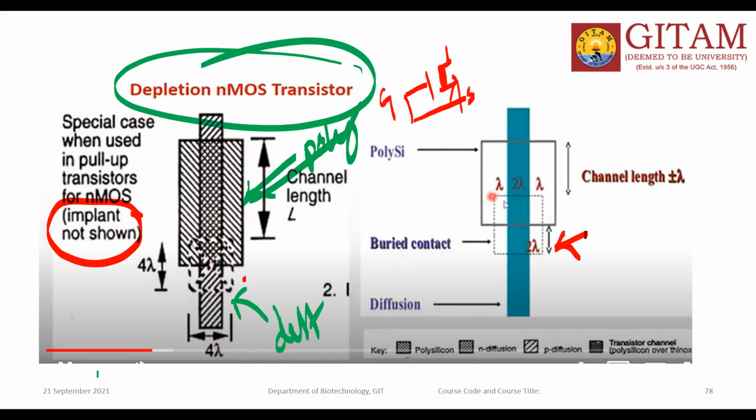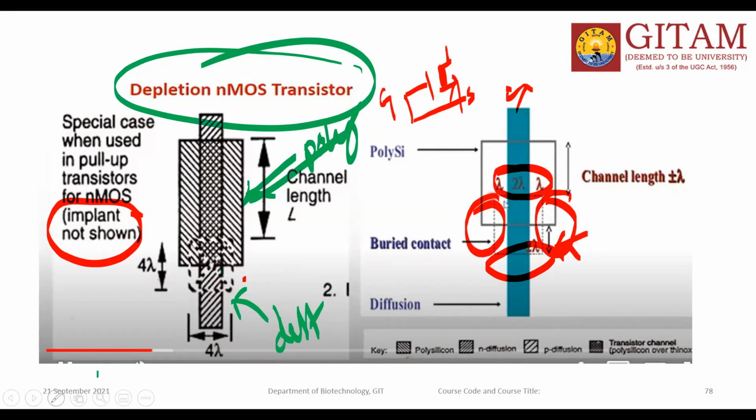So what is the size of the buried contact? Generally, if you go with the minimum size, the diffusion is 2 lambda, and the polysilicon may be 2 lambda minimum. Maximum it can be more than that. So this is 2 lambda, total 4 lambda, and this is also 4 lambda. So 4 lambda plus 4 lambda is taken as the buried contact.